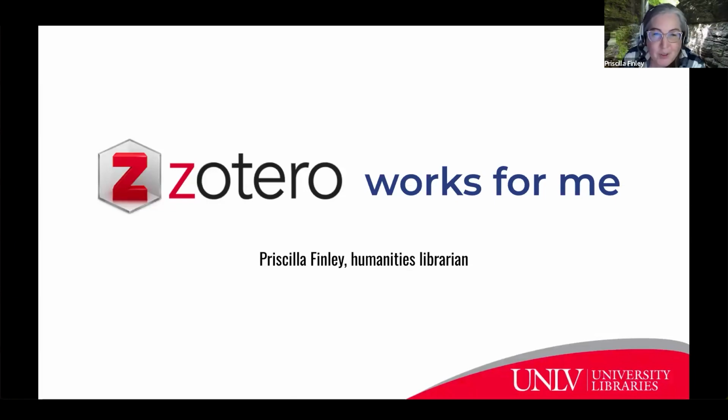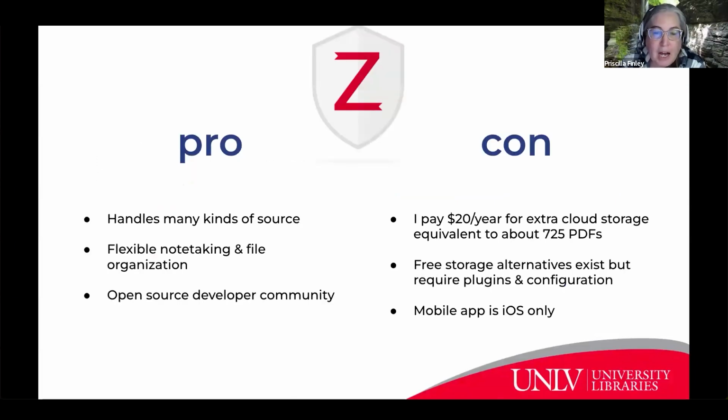Okay. So the option I'm here to advocate for is Zotero. I've used all three of these bibliography managers that we're looking at today. For my research, Zotero works the best. Many of my sources are books, websites, or historical primary sources like maps or items from special collections that aren't available as structured PDFs like journal articles are.